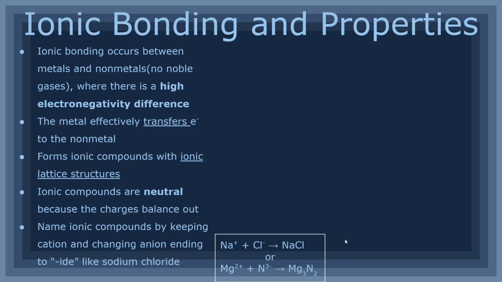If you're ever struggling to create a formula for an ionic compound, don't worry. All you have to do is swap the charges of the two ions. So basically, the 2 from the 2+ of the Mg is going to go here, and the 3 from the 3- of the nitrogen is going to go here, and that's how you get your Mg3N2. That's a little trick that might save you some time.